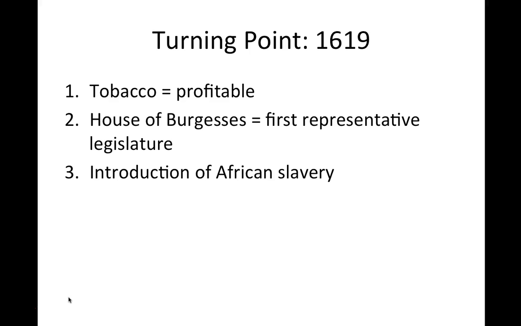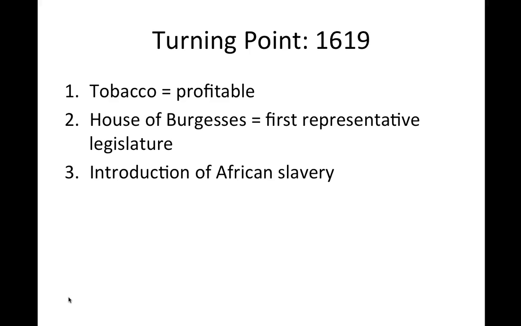And 1619 is also when we see the introduction of African slavery, which will have a profound impact in the decades going forward, and obviously a profound impact on American history. But, however, even with that introduction of African slavery, slaves are not the predominant labor source for at least the first 50 years of Jamestown. So they're there, all right, but we'll figure out what happens and how they become the predominant labor force.